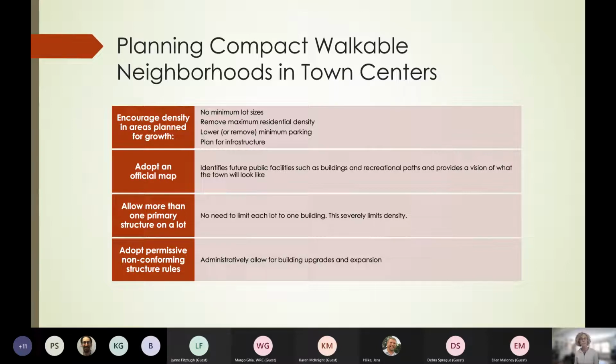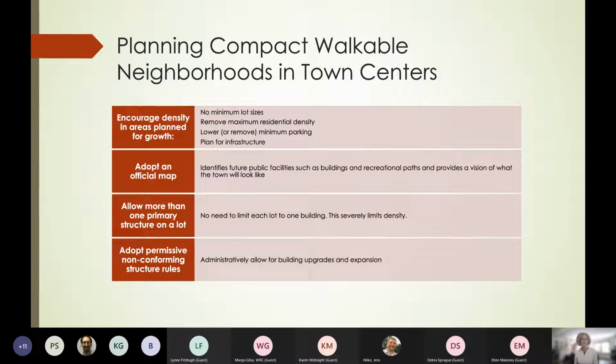We also recommend adopting an official map so that municipal officials, as well as developers, can really understand what's going to happen in the future and where to put buildings and where to develop. The official map identifies future facilities such as public buildings and recreational paths, and provides a vision of what the town will look like. Rather than just having your zoning areas on a map, you can actually have a map that shows the future municipality.